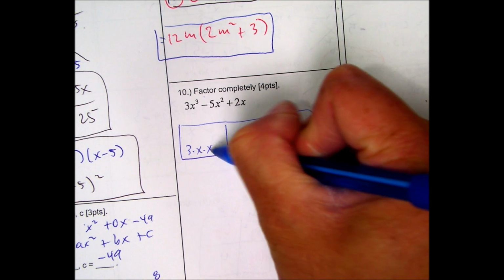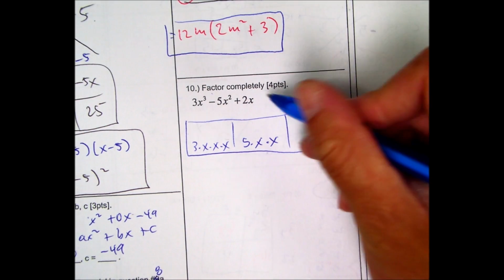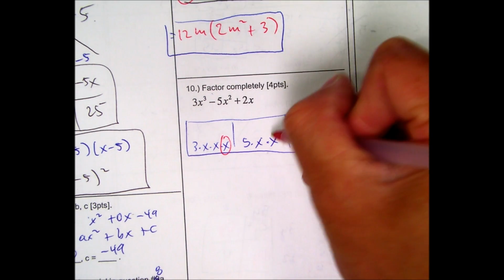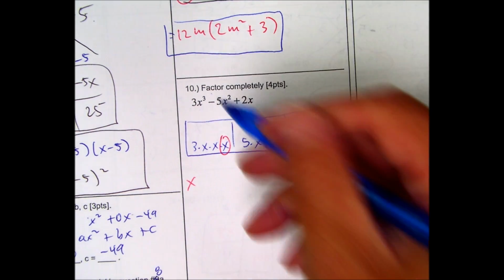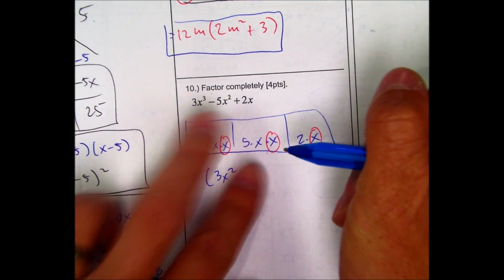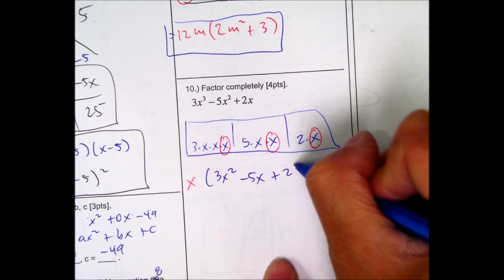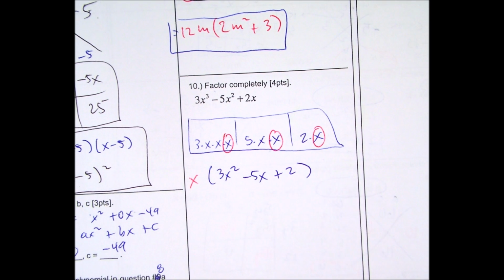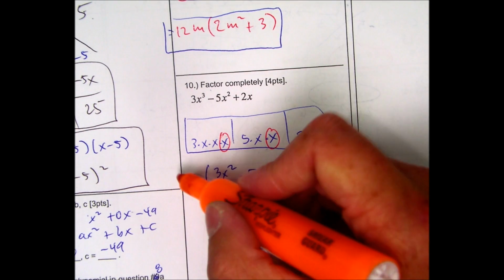3 times x times x times x, 5 times x times x, and 2 times x. That means they have an x in common. X times 3x squared minus 5x plus 2. Okay, you got there, you found that one, you got 2 points out of 4. Okay, now to find the GCF, I'm sorry, we just found the GCF.